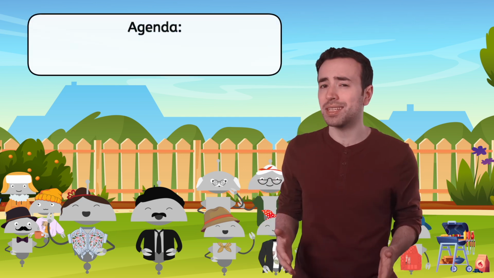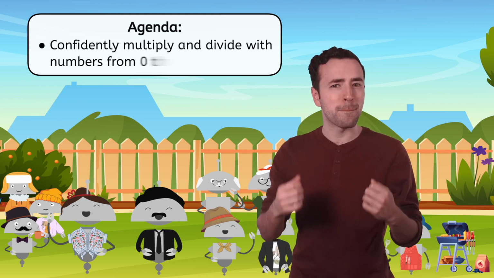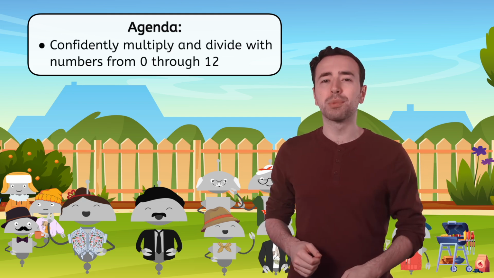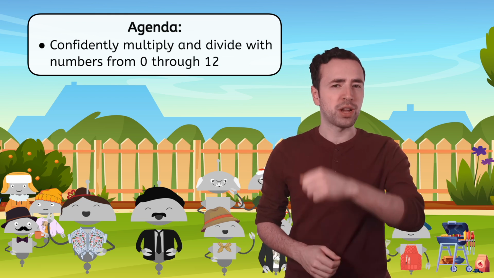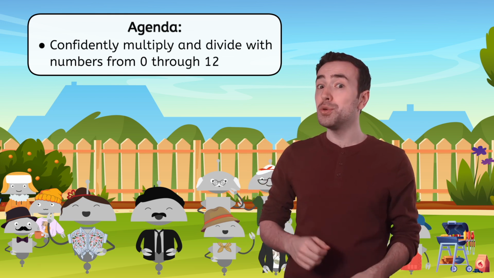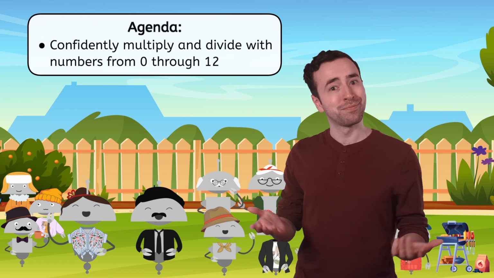By the end of today's lesson, you'll be able to confidently multiply and divide with numbers from 0 all the way through 12. Make sure you have your guided notes ready as they include your facts game card. Let's get into it.